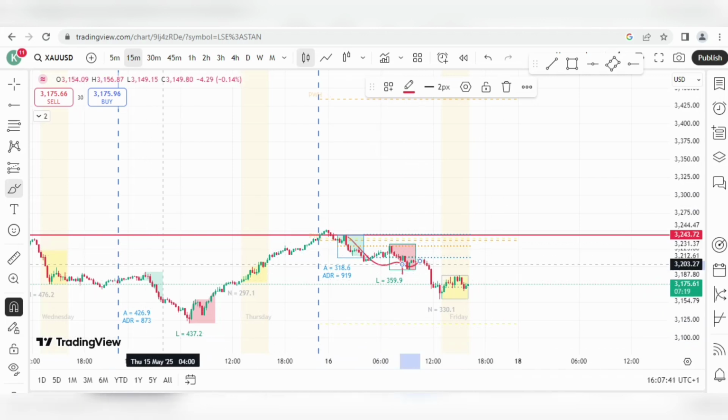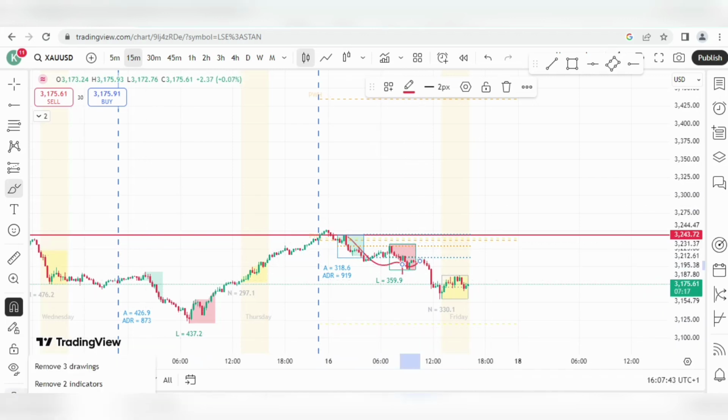So another example we could be looking at is on Euro card.